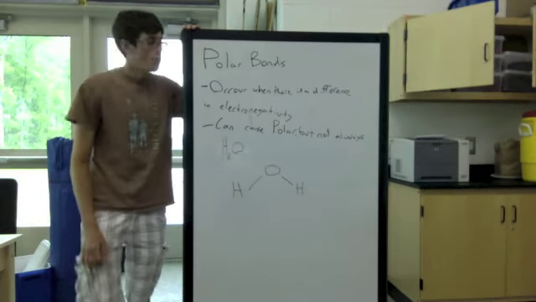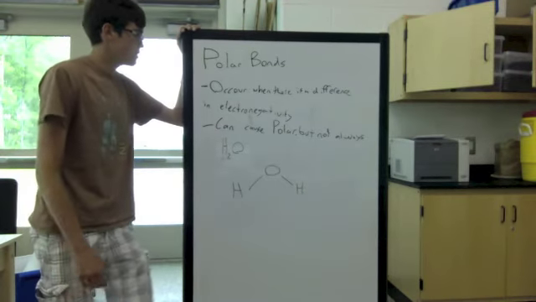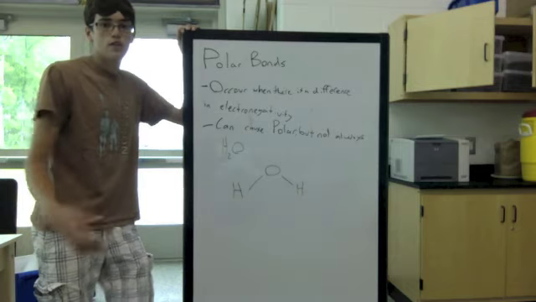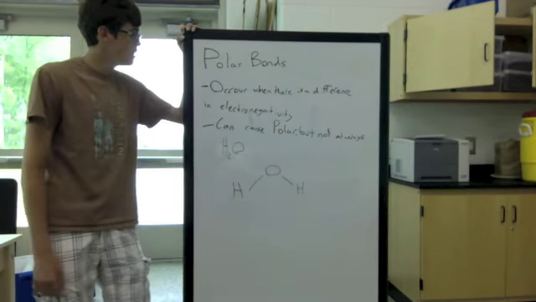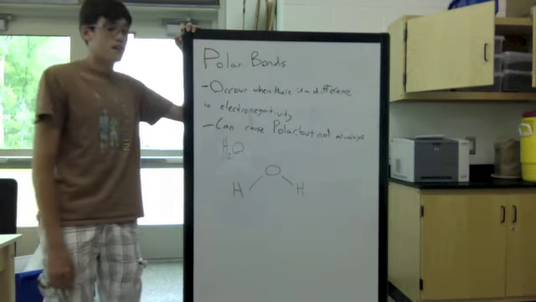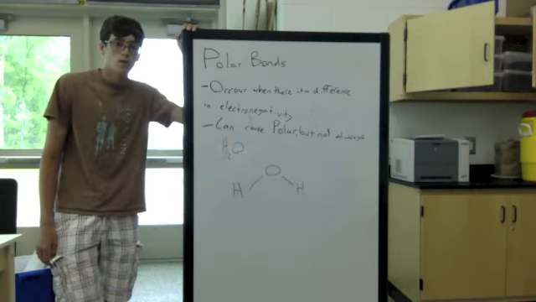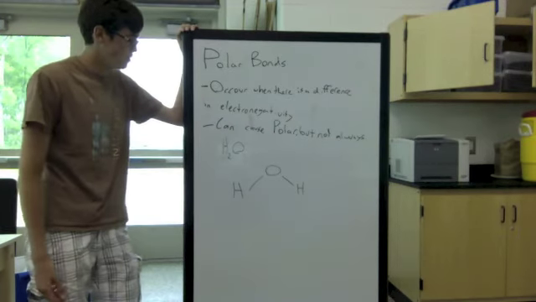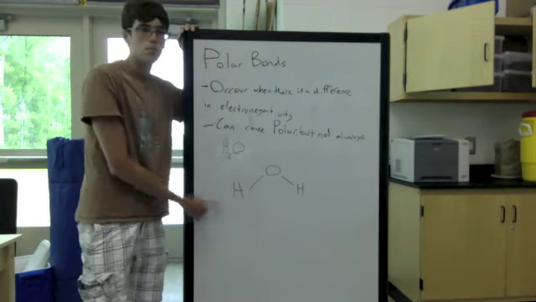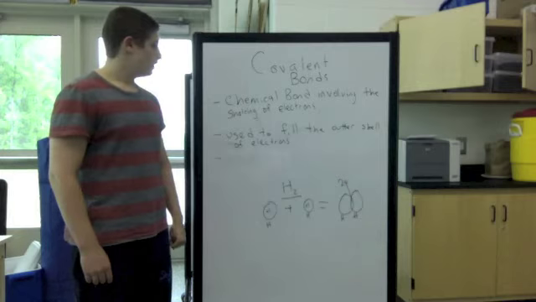Alright, so polar bonds occur when there's a difference in electronegativity, like O and H, because they're far apart in the periodic table. There's a difference in electronegativity. And polar bonds can cause molecules to be polar, but not always, so be careful. One example of a polar molecule is H2O, with a bent structure.